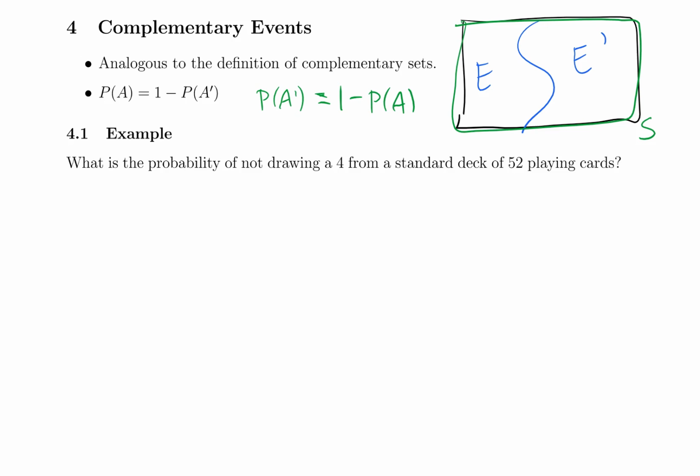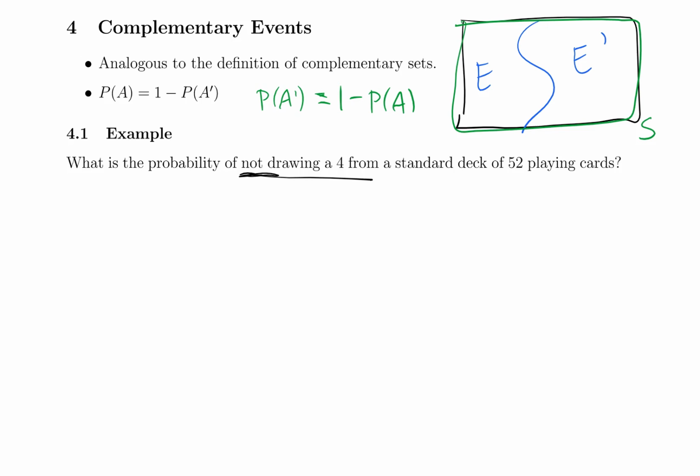So let's actually apply this in practice here. What's the probability of not drawing a 4? The not is telling me that I'm looking at a complementary event. Not drawing a 4 from a standard deck of 52 playing cards. Let's hold on a moment and actually talk about a standard deck of 52 playing cards.